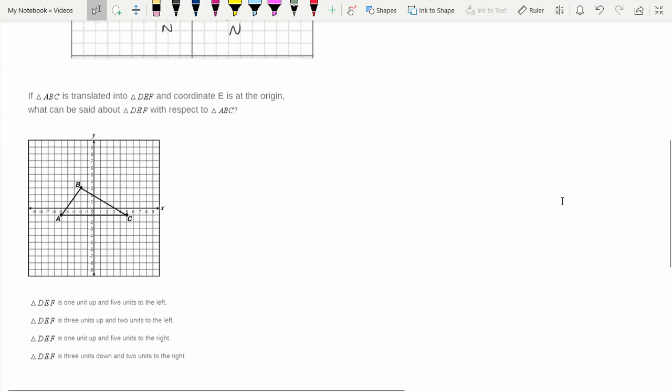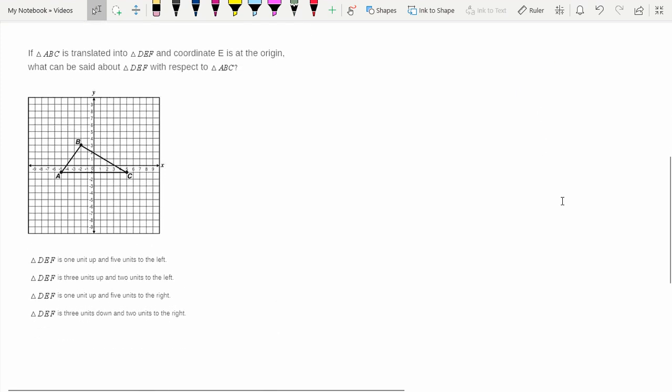All right, now this is the other diagnostic, and this one seems hard. I'm going to show you it's not as hard as you think, okay? Now, the first thing we really need to do is read it. If ABC is translated into DEF and coordinate E is at the origin, what can be said about DEF with respect to ABC? That is complicated sounding. So let's do this first, okay?